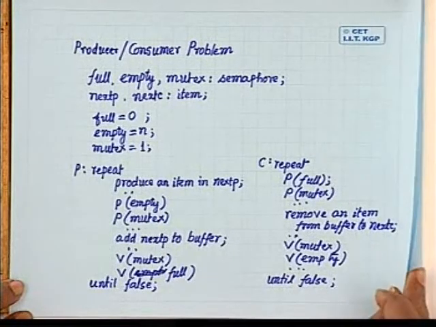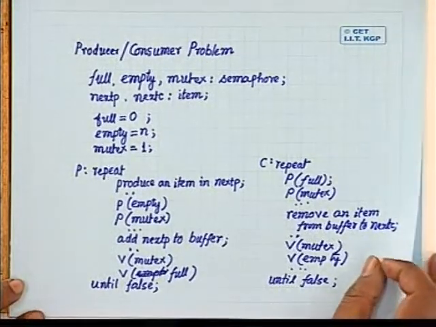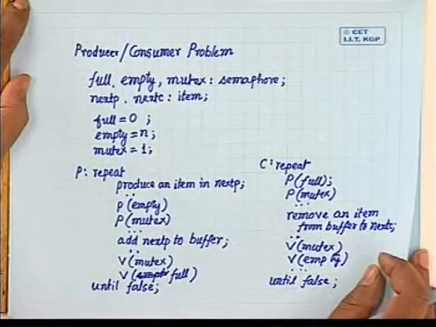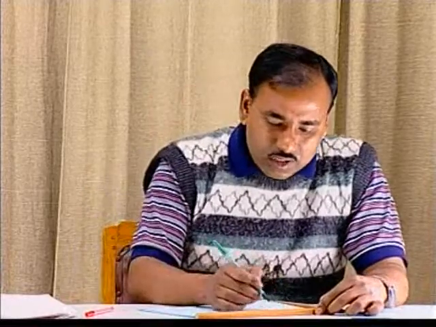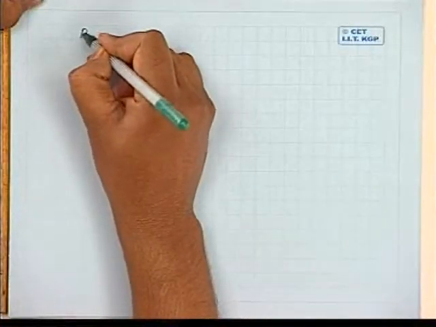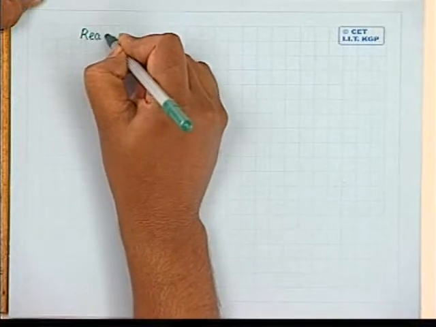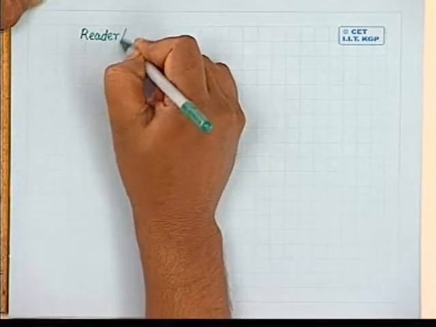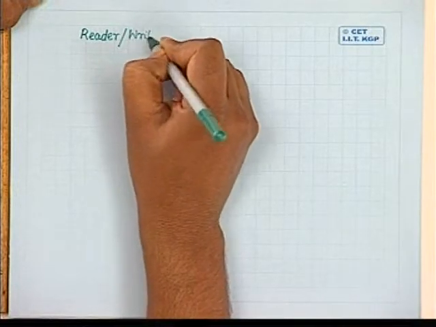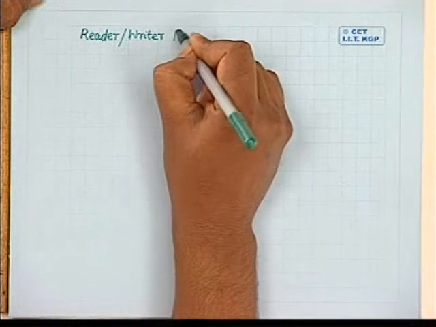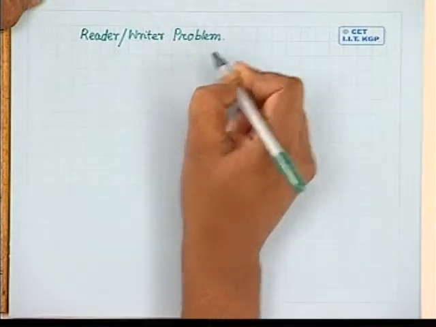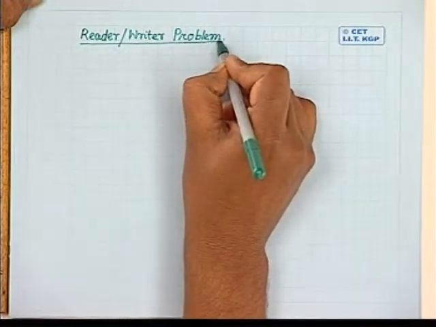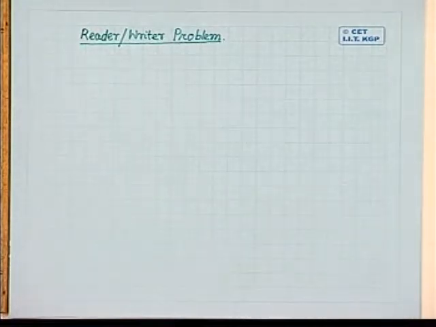Now let us take another classical problem. I am discussing all these classical problems because they are common problems in operating systems. So the next problem that we will discuss is called the reader-writer problem. Now, what is this reader-writer problem?